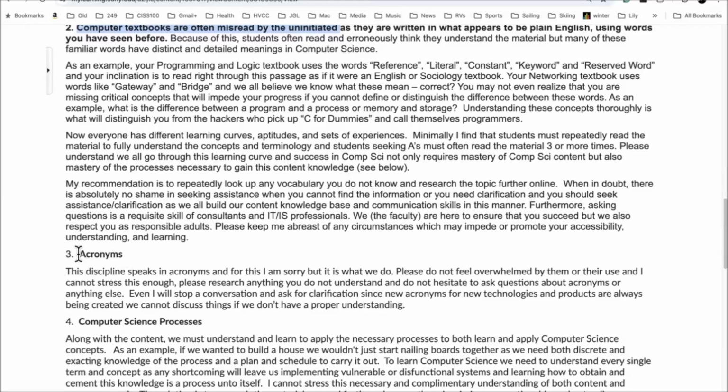Acronyms. This discipline uses acronyms extensively. It's out there in everyday language too, of course. And it's what we do. To some extent, I apologize for this. There is no shame whatsoever if you don't know an acronym. Whenever I use a new acronym, I do hope to define it. But if I use one and you don't understand what it is, please ask me. You can interrupt at any point, stop me and ask me what that acronym means.